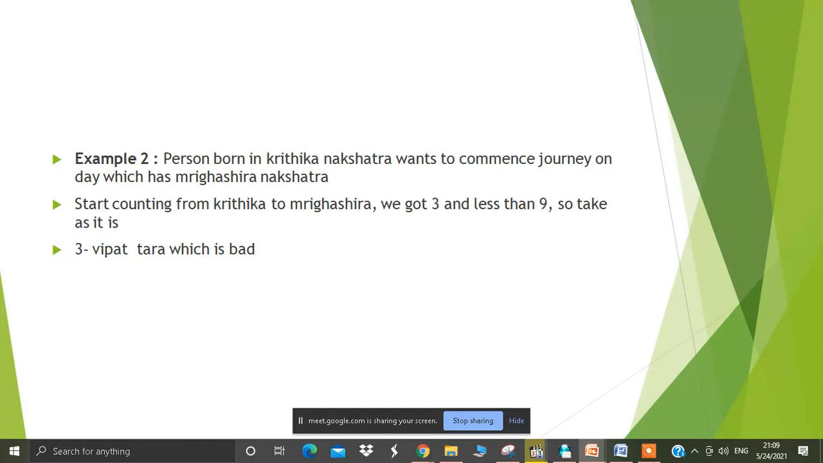For Kritika, Mrigashira will be Vipattara, no? That is what, madam, I am saying. For Kritika it is not useful, but for Mrigashira it is useful. Correct, sir. That is what I am saying. Kritika is not getting benefited from Mrigashira. Mrigashira is getting benefited from Kritika because Kritika is Mitra Tara for Mrigashira. So it is not mutually beneficial. It is only Kritika that will have love and affection for Mrigashira.